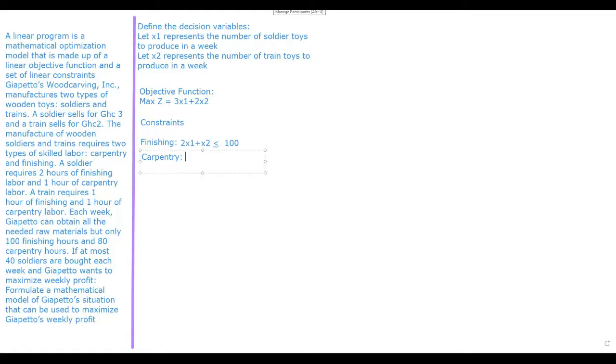All right. So we are going to talk about what? The carpentry. So we are going to use the number of hours needed for carpentry when we are going to manufacture a soldier toy. We are saying that a soldier requires 2 hours of finishing, we've dealt with that, and 1 hour of carpentry labor. So when you are producing a soldier toy, you require 1 hour of carpentry. Do you get it? So the X1 will be 1. So it will be 1 here.